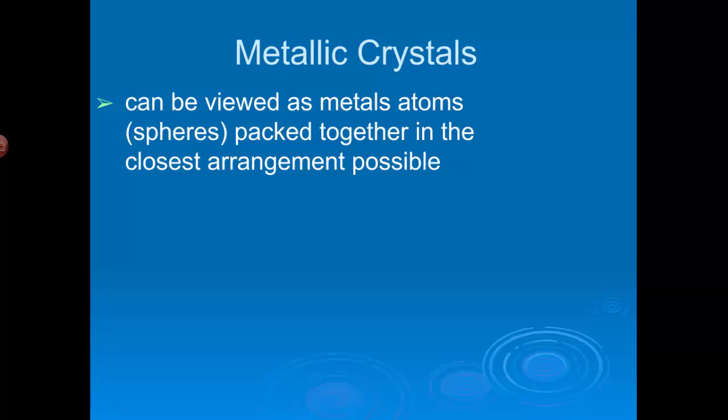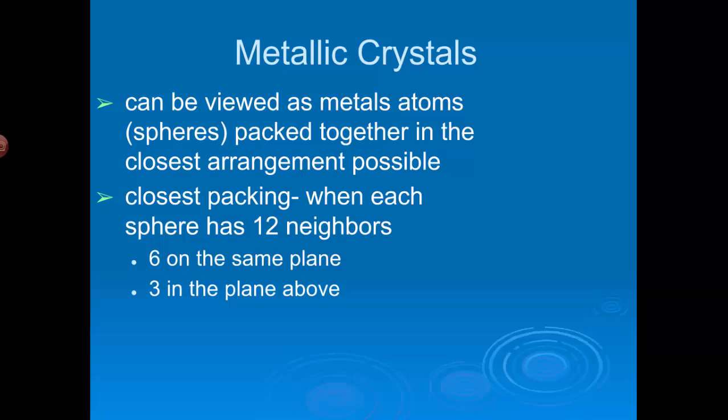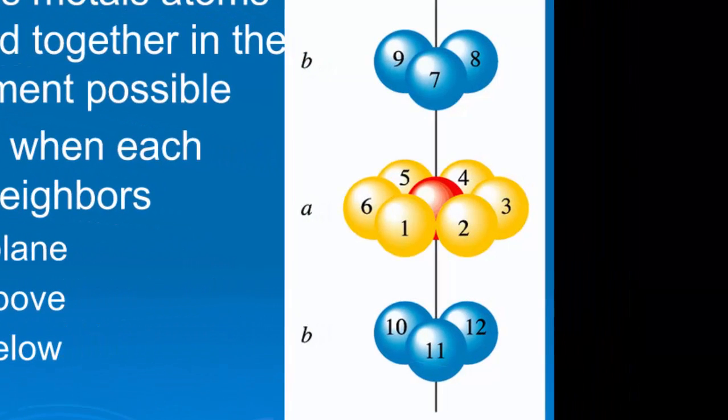But in fact, the metal atoms, if we kind of view them as spheres, they're packed together in a very regular, ordered arrangement. Now they get as close as they possibly can. The closest you can get, and you can try this if you have 12 spheres of equal size, you'll have one sphere surrounded by 12 other ones. There are 6 in one plane, and then 3 in the plane above that, and 3 in the plane below that. It looks sort of like this.